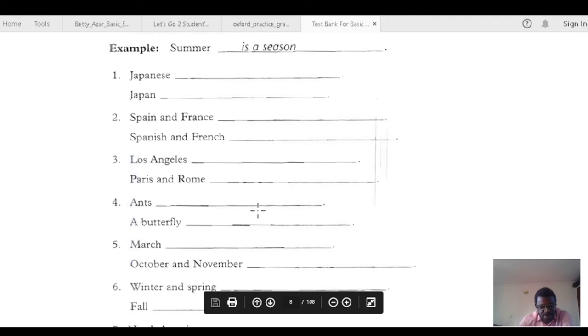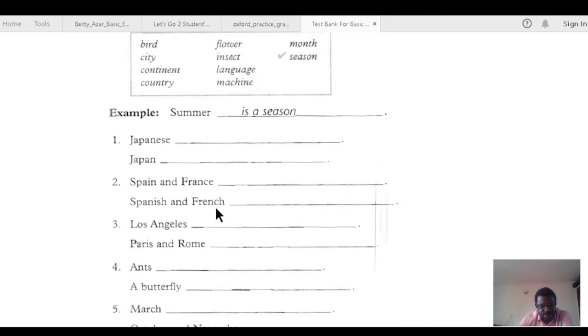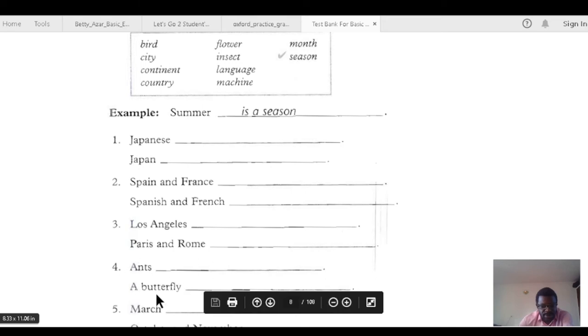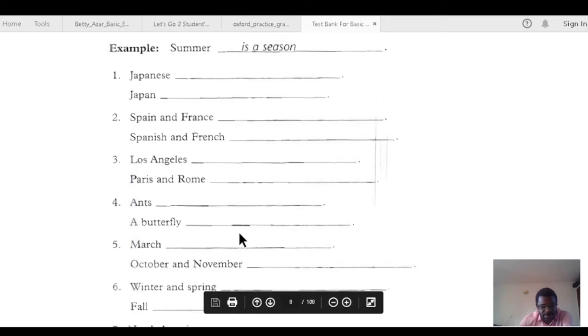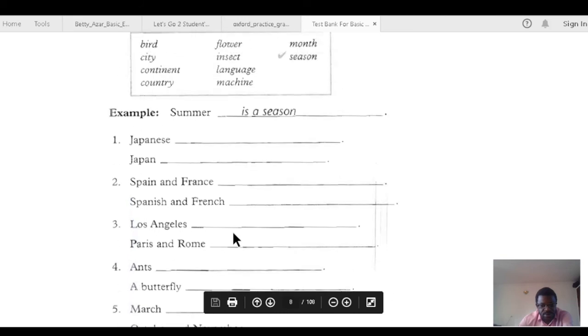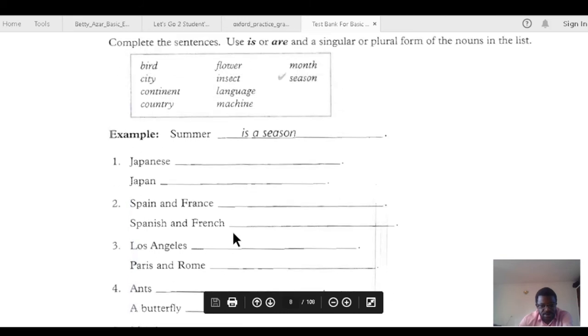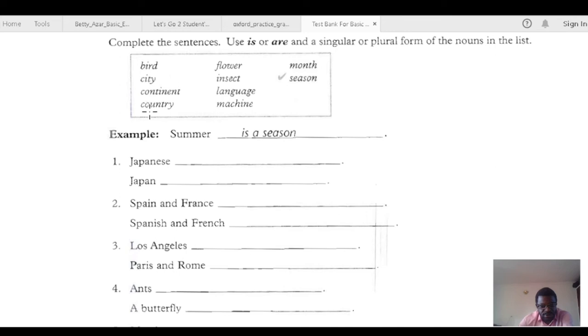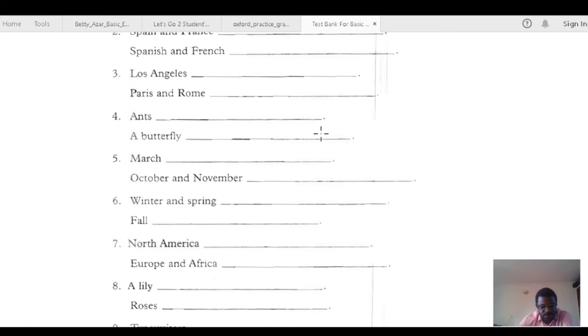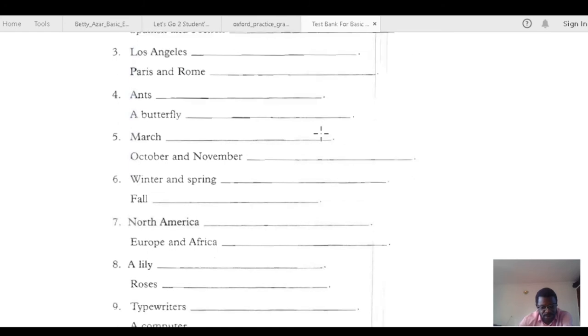Ants are what? Ants are insects. A butterfly is an insect. March. March is what? The city, country, machine, flower? It is a month. October and November are months.